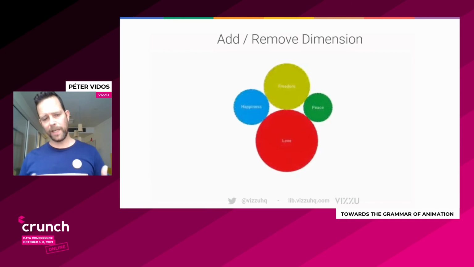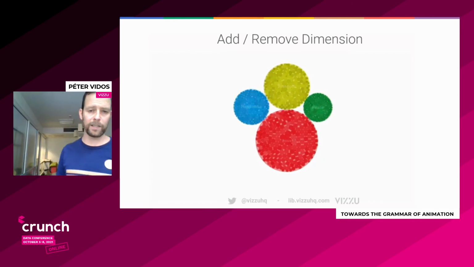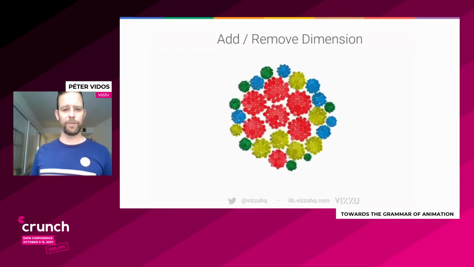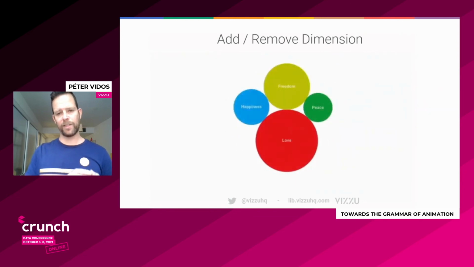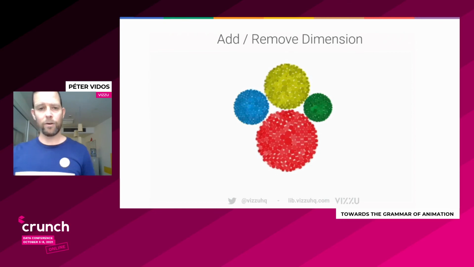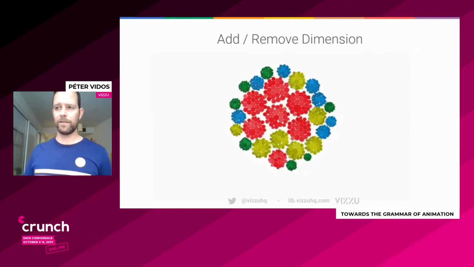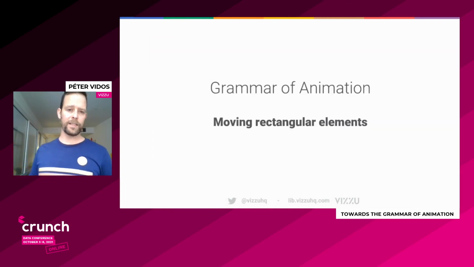As you can see, the big circles split up into smaller ones, and then they move to their new position. And again, when we aggregate, they first move to their final position, and then we can aggregate. Okay, the third and final specific rule is about moving rectangular elements.